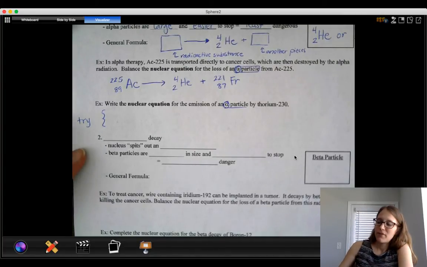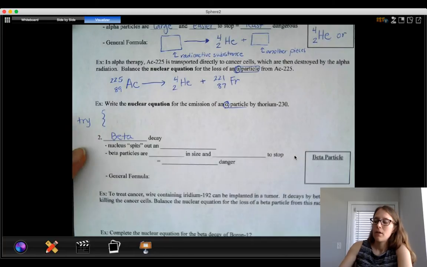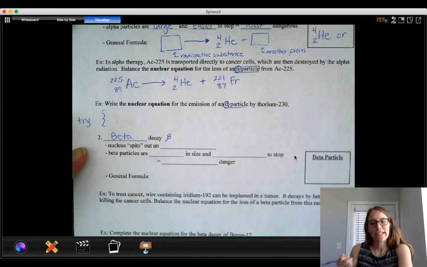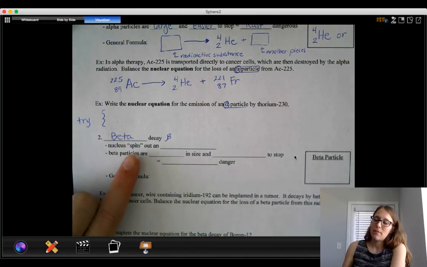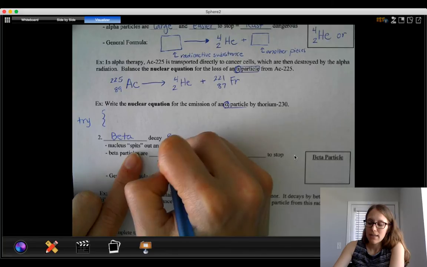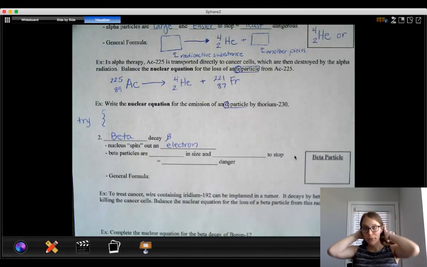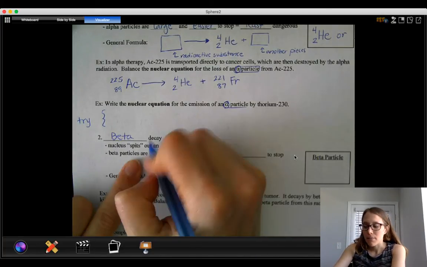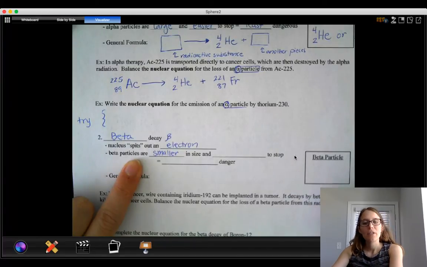The next type of decay is called beta decay. And beta is a Greek letter that looks like a B. It just has a curly tail on the end of it. And so beta decay is when the nucleus spits out an electron this time. An electron is much smaller than 2 protons and 2 neutrons. So this is going to be something that's smaller in size than what we saw for alpha.